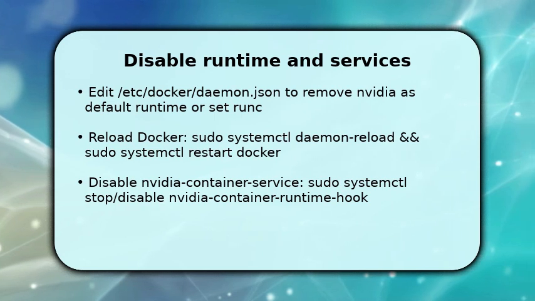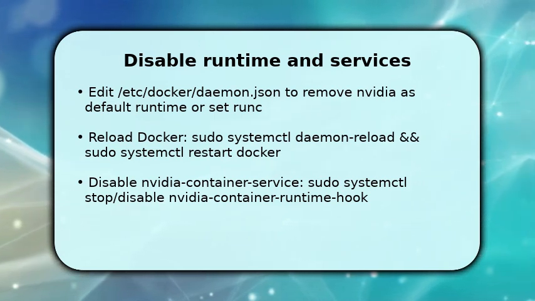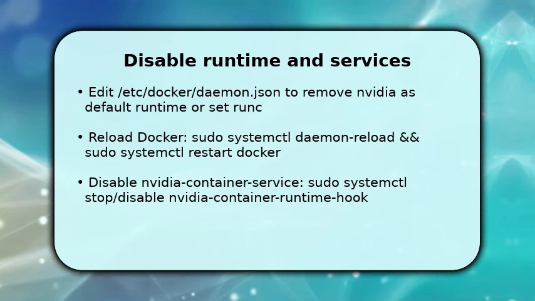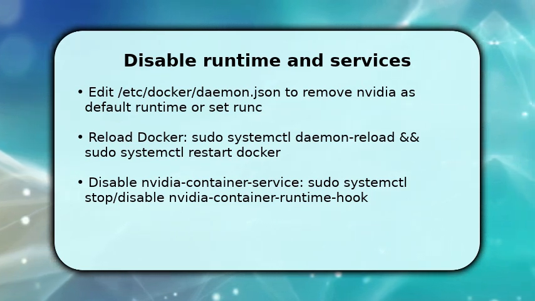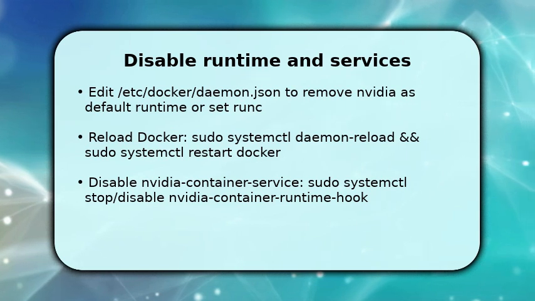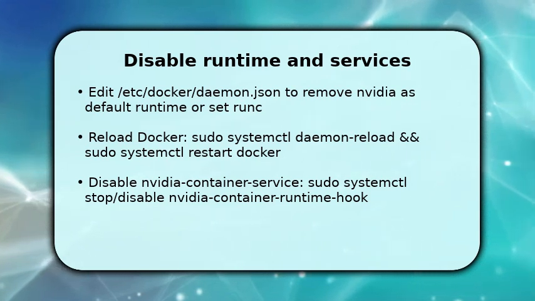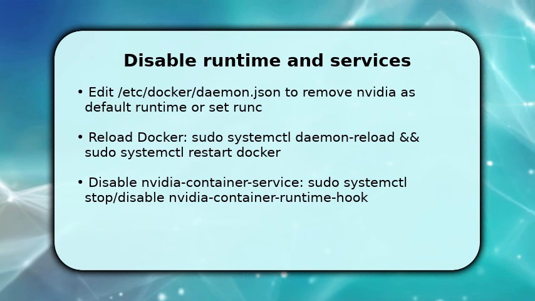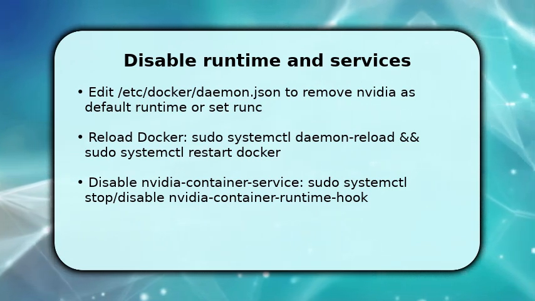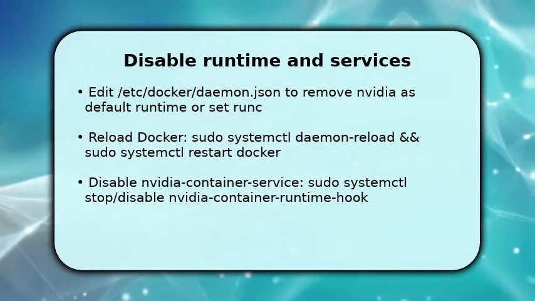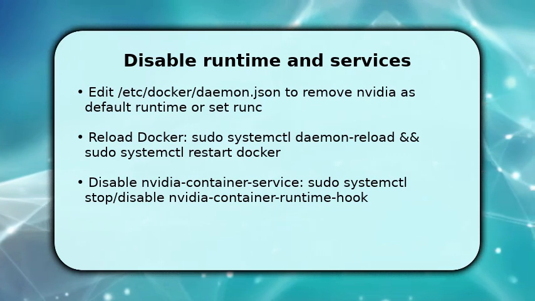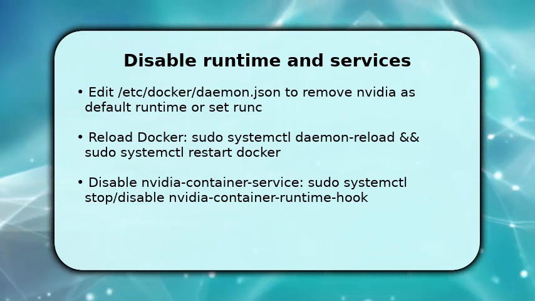Open /etc/docker/daemon.json and remove or change the default runtime entry that points to NVIDIA. Set the default runtime to runc or delete the runtime block. Once edited, run sudo systemctl daemon-reload and sudo systemctl restart docker to apply changes. This ensures new containers won't use the NVIDIA runtime.